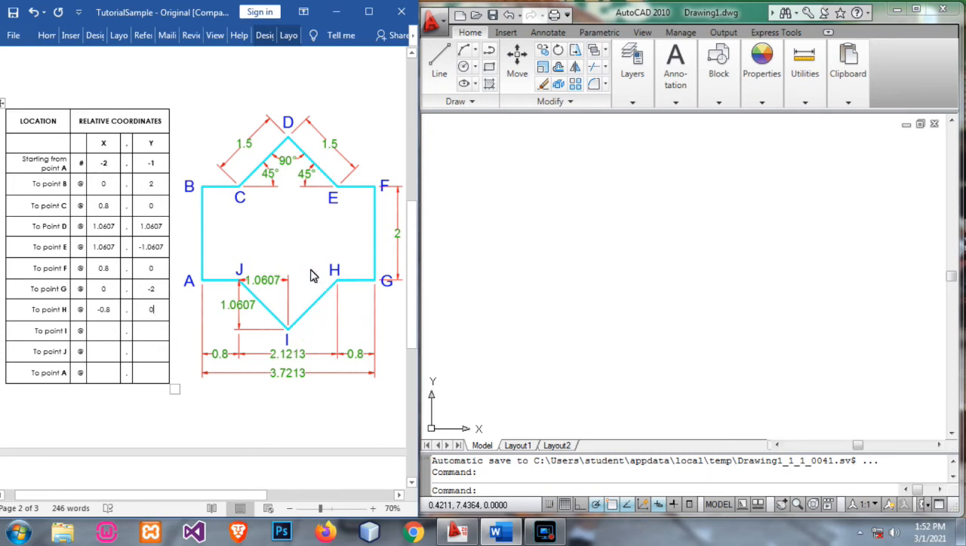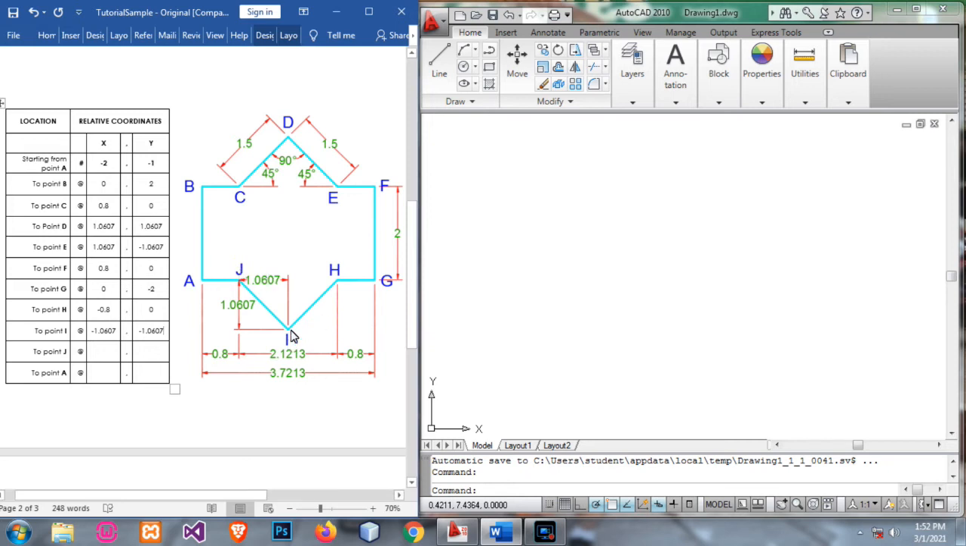From H to I, in this portion here, the fixed distance is 1.0607. So from H to I, we move to the left for your X, so that is negative 1.0607. And we move downward, so again, the Y value will still be negative 1.0607. Both X and Y axes have negative values.